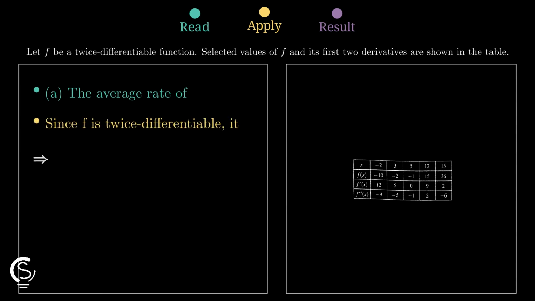Part C, the right Riemann sum for the integral from 3 to 15 of f double prime of x squared dx with subintervals 3 to 5.